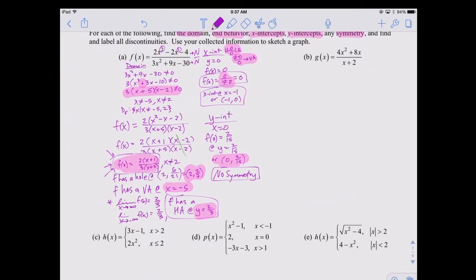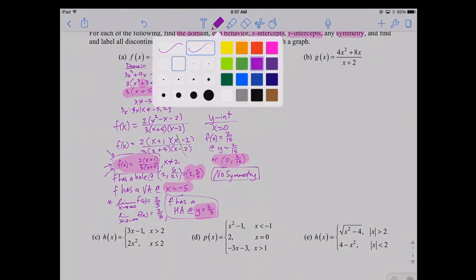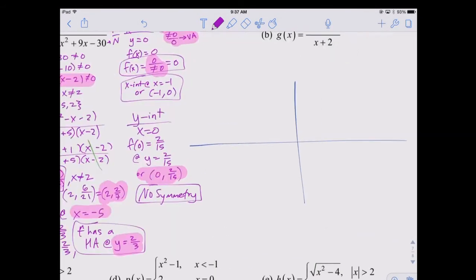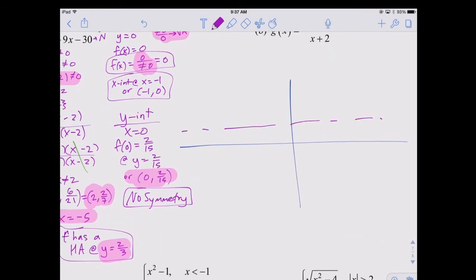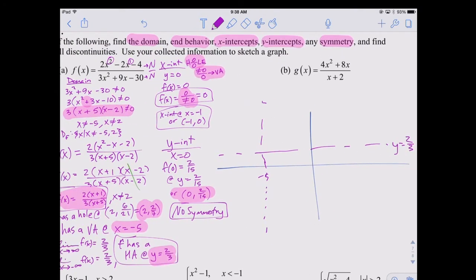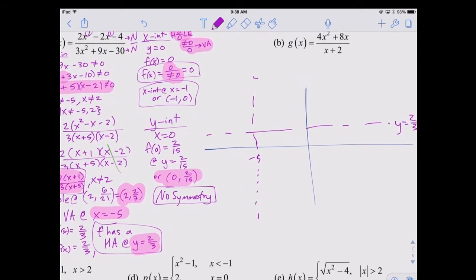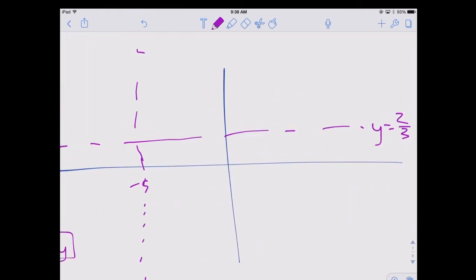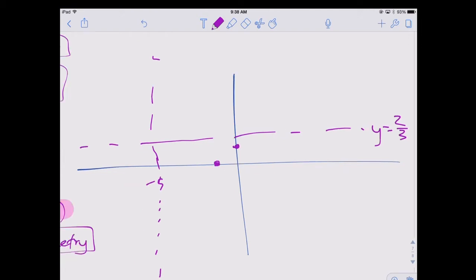All right, let's sketch the graph now, with everything that we know. Draw your horizontal asymptote at y equals 2/3. Right there. Draw your asymptotes first. We have a vertical asymptote at -5. That's right here. Now the intercepts are easy to put. We have an intercept at 0, 2/15. Now where is 2/15 compared to 2/3? Above or below? It's below. And we have an x-intercept at -1, which is right there.